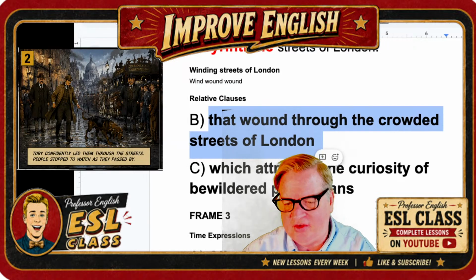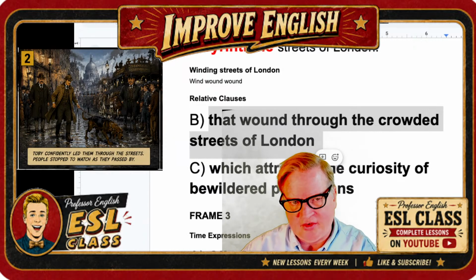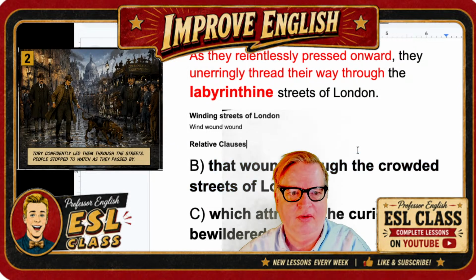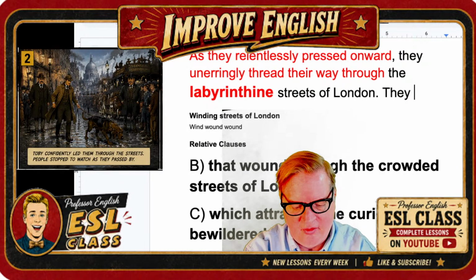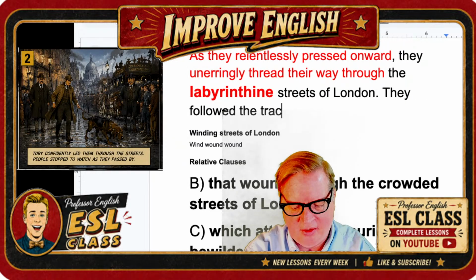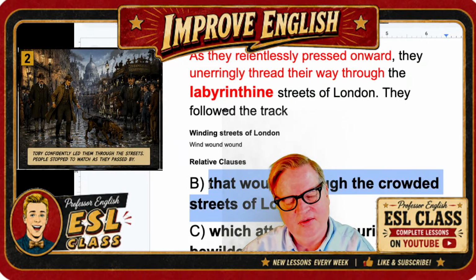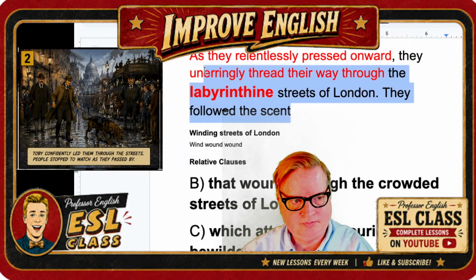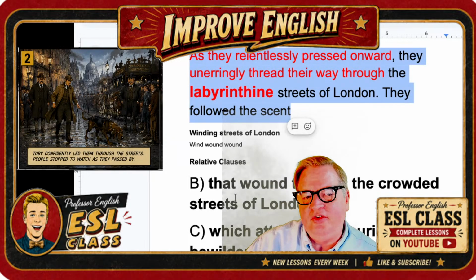So where do you think we could put this? Did I give you the relative clauses? Yeah. Okay. So we're doing letter B: that wound through the crowded streets of London. Where could we put that inside of the sentence? Maybe we have to make a new sentence. Let me help you. They followed the track, like Toby tracking the evidence. And then we could finish it with this. Or they followed the scent. Let's say they followed the scent. I'm putting this in Discord right now for you. Okay. So how would you finish that with letter B?